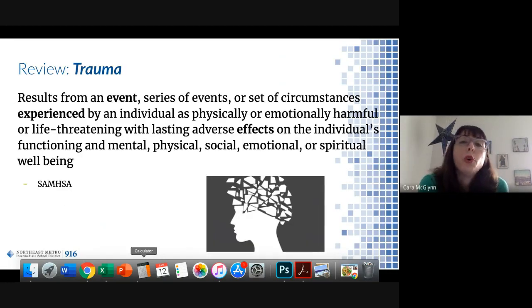Just a quick review about what trauma is. So we use the definition in our district from SAMHSA, and what they are looking for is three ingredients to equal a trauma: an event, an experience of that event, and then an effect. And it really does have to be one plus one equals two in this scenario.